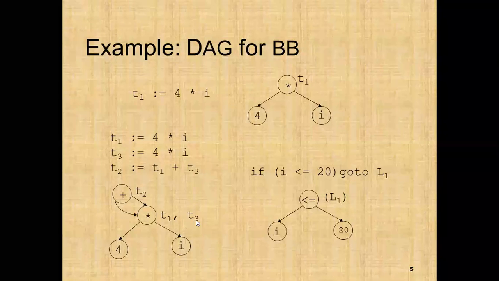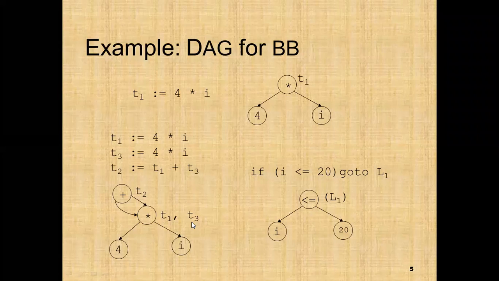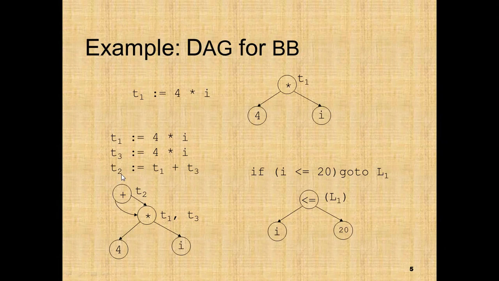Now here you can see there is a repetition of T1, T3 here again. Now you can write here T1. Now here you can write comma T3. Hope you have already understood this. Now here again come to the third line. T2 is equal to T1 plus T3.